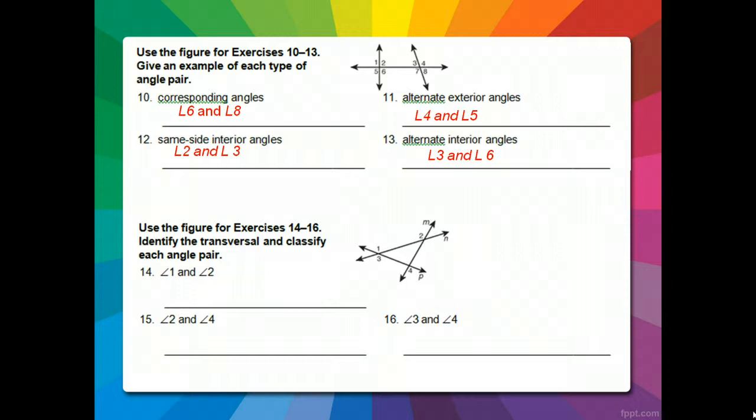Let's look at this triangular figure that we have. And we want to identify the transversal and classify each angle pair. Why don't you give it a try? For 1 and 2, it's N and same side interior. For 2 and 4, you should have put down M and alternate exterior. And for angles 3 and 4, P and corresponding angles.